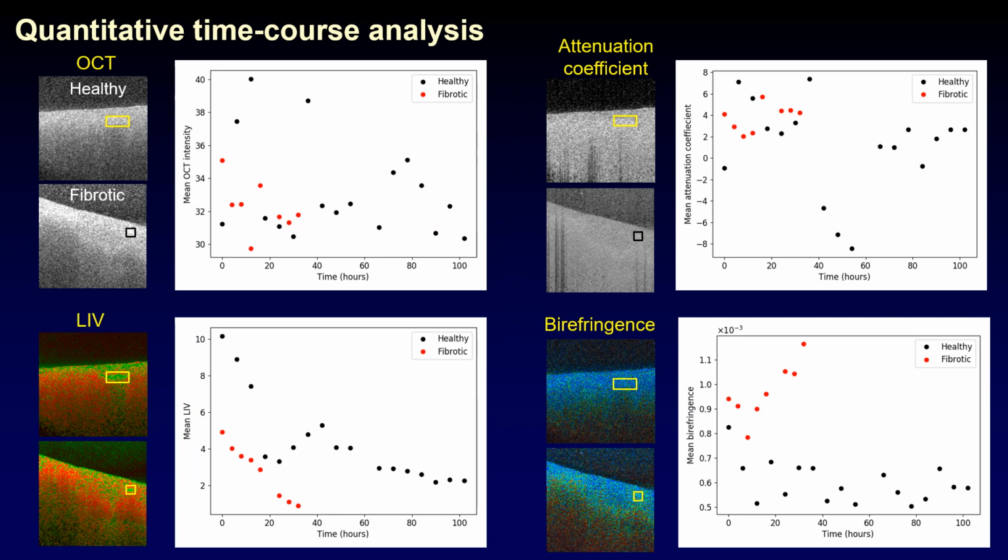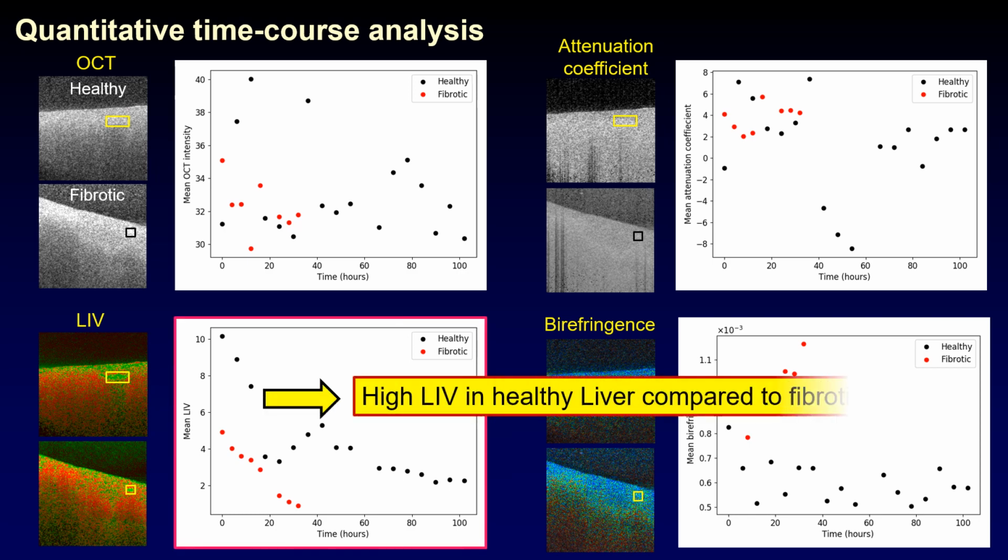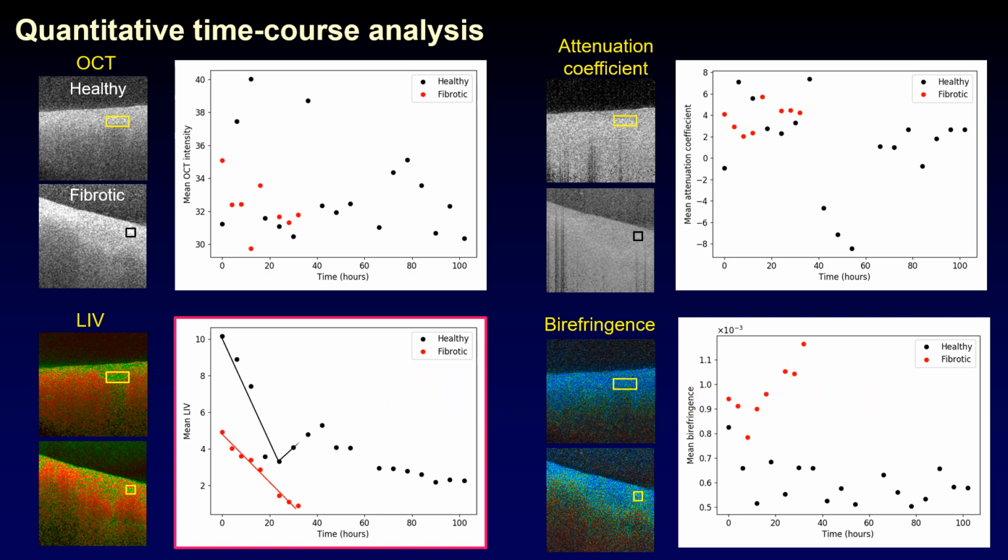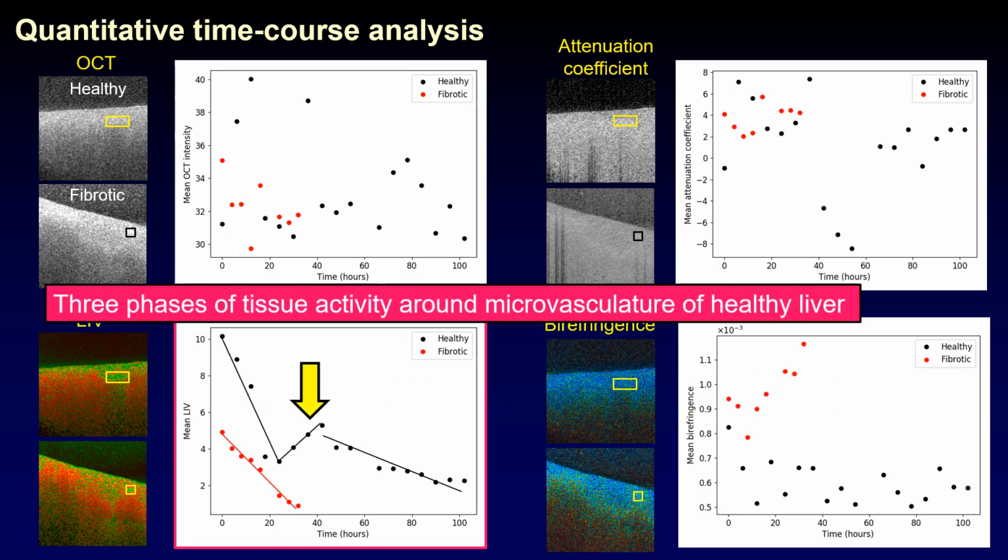For more quantitative analysis, mean values of OCT intensity, attenuation coefficient, LIV and birefringence are plotted as a function of time. The region of interest is shown by the box in the images. First, the mean LIV is higher in healthy liver than in fibrotic liver. The mean LIV result reveals three phases of long time course tissue alteration around the healthy liver microvasculature, whereas for fibrotic liver, LIV gradually decreases with time.